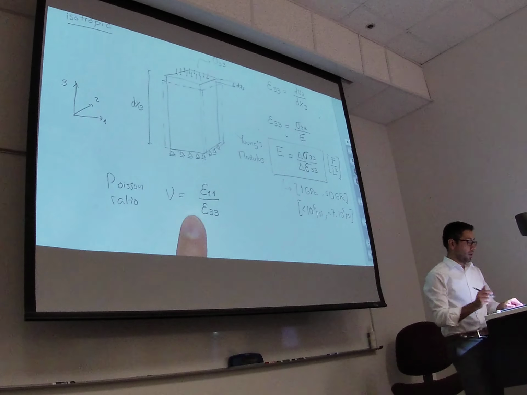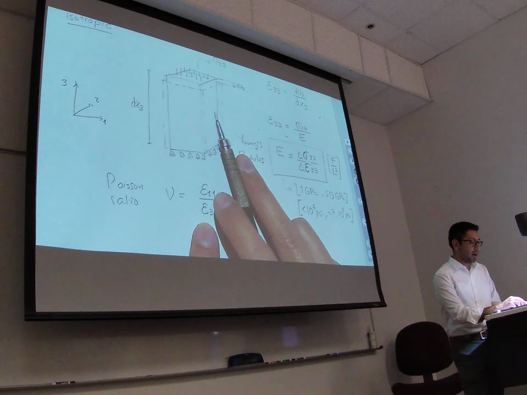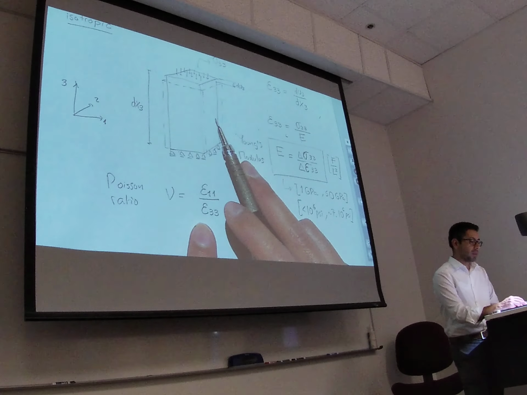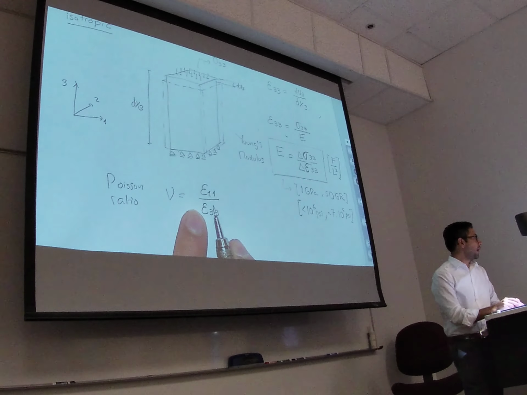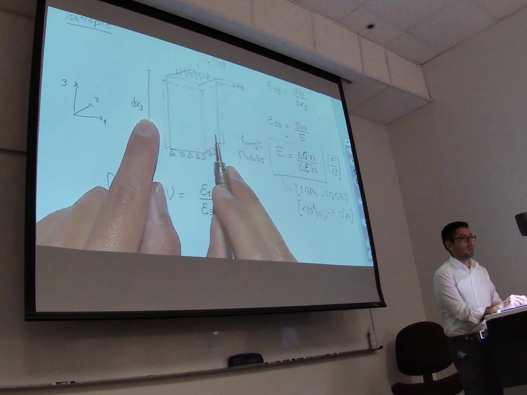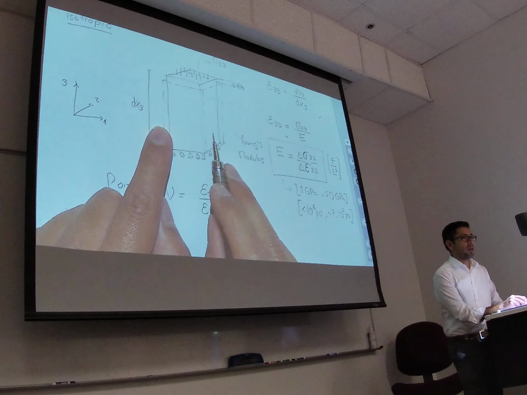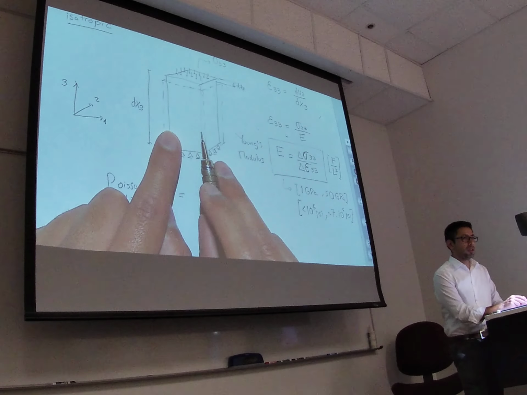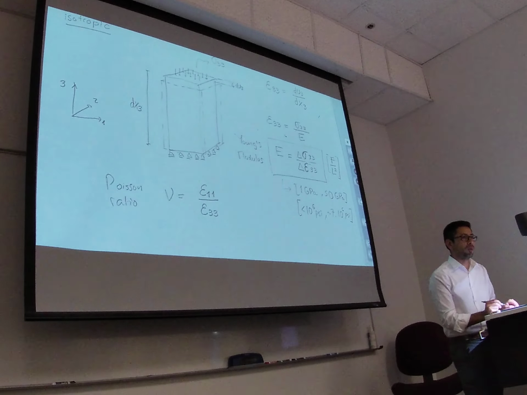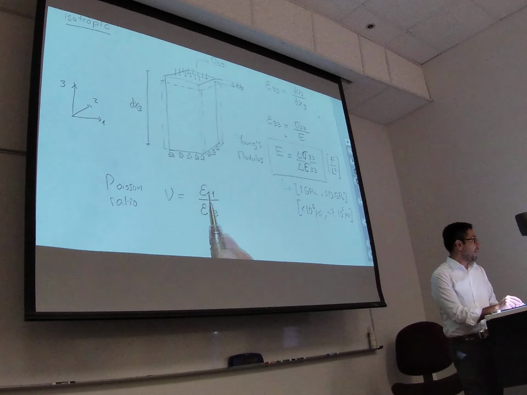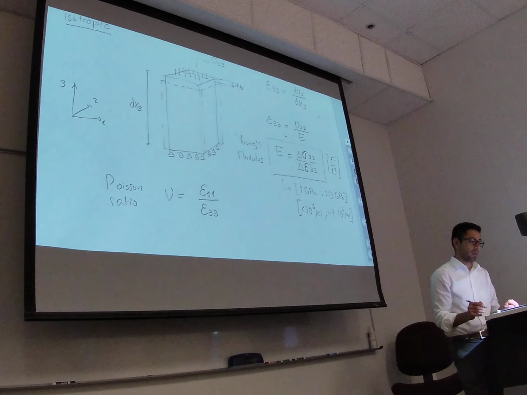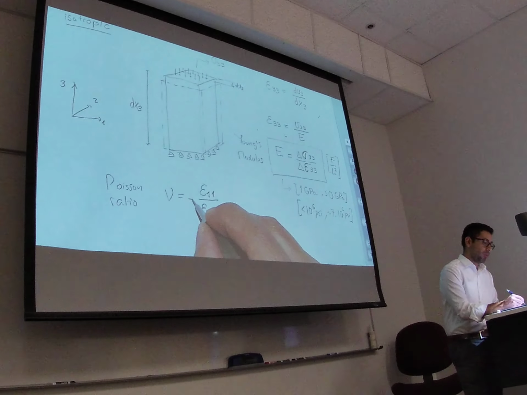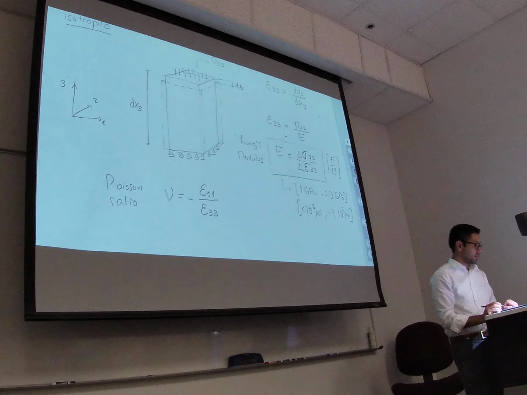Okay, so from this figure we see that epsilon 3,3 is a shortening, is a contraction, right? What about epsilon 1,1 in this direction? It's an expansion, right? And because it's an expansion in geomechanics, we're going to say that that's a negative quantity. So when we actually measure this value, it's going to be negative. We don't want to have negative coefficients. And that's why here we add a negative sign.